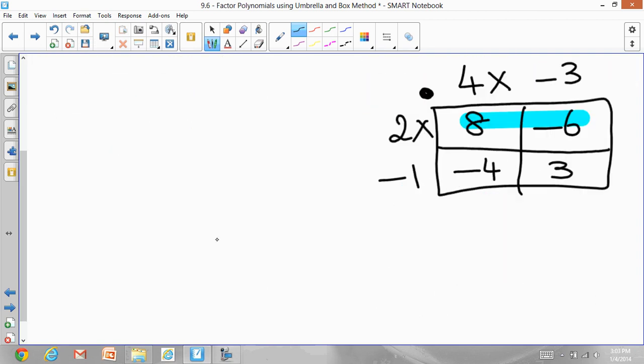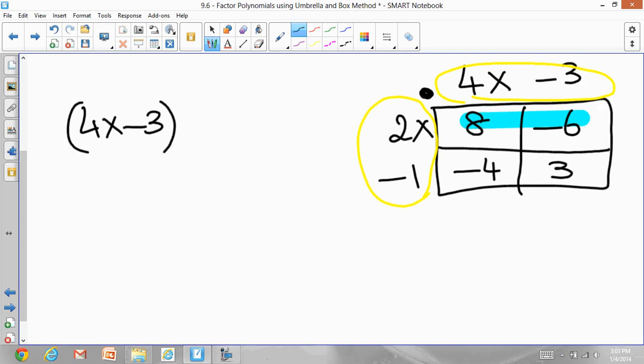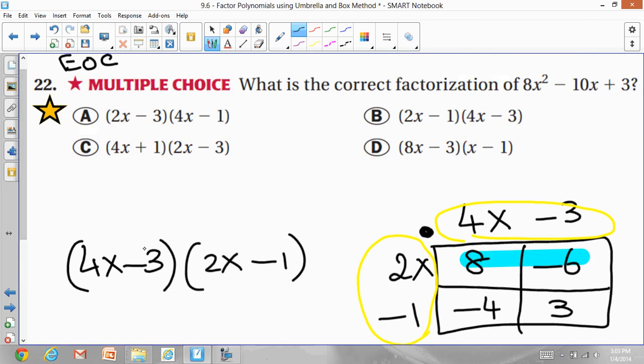So my answer is going to look like 4x minus 3, which is this, and this. So open close parenthesis for the first one, open close parenthesis for the second one, 2x minus 1. And now you're going to look at the answer choices, 4x minus 3, 2x minus 1. The correct answer in this case is going to be 2x minus 1, 4x minus 3, which is B.